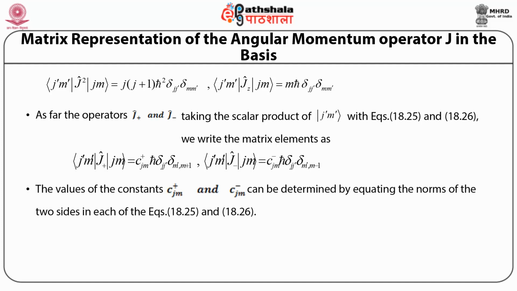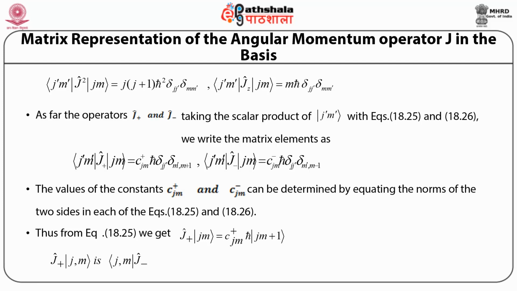The values of the constants cjm plus and cjm minus can be determined by equating the norms of the two sides in each of equations 25 and 26. Thus, from equation 25, we get operator j plus ket jm is equal to cjm plus h cut ket j, m plus 1. Note that the bra conjugate to operator j plus ket jm is bra jm operator j minus, since the complex conjugate of operator j plus is equal to operator j minus.